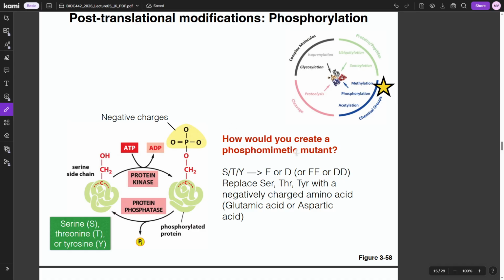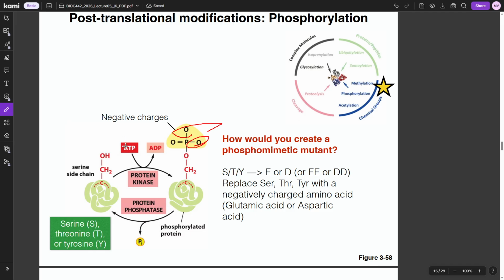Okay, how would you create a phosphomimetic mutant? A phosphomimetic mutant means it mimics a phosphate group. Well, how do you mimic a phosphate group? What is a characteristic of a phosphate group? Negative charges. Which amino acids have negative charges? Glutamate, aspartate. That's it. Replace serine, threonine, tyrosine with glutamate or aspartate, and there you go. You got a phosphomimetic mutant.